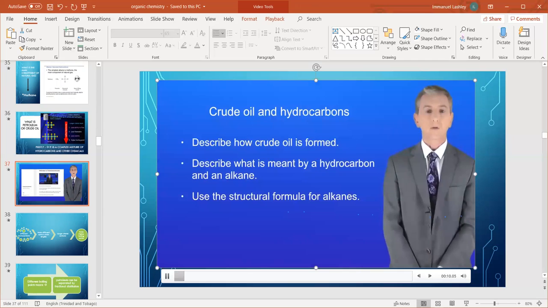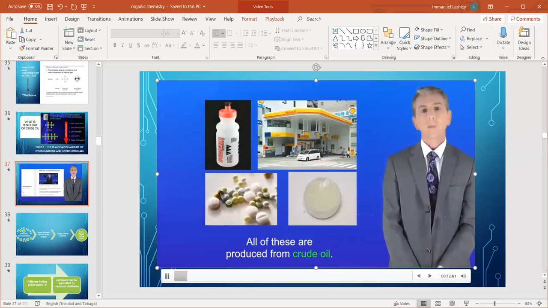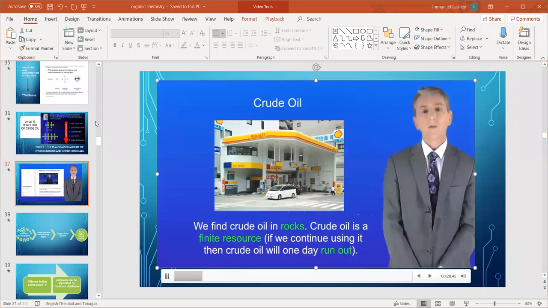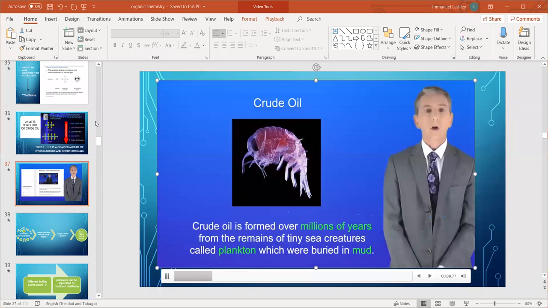You should be able to use the structural formula for alkanes. I'm showing you here 4 different products. We've got plastics, petrol, pharmaceuticals, and cosmetics. All of these are produced from crude oil, and that's what we're looking at in this video. We're going to start by looking at how crude oil is formed. Now, we find crude oil in rocks, and crude oil is a finite resource. That means that if we continue using it, crude oil will one day run out. Crude oil is formed over millions of years from the remains of tiny sea creatures called plankton, which were buried in mud. And I'm showing you a picture of plankton here.